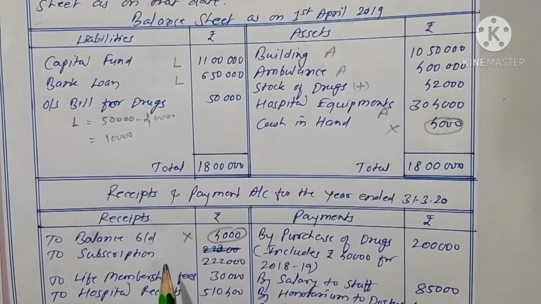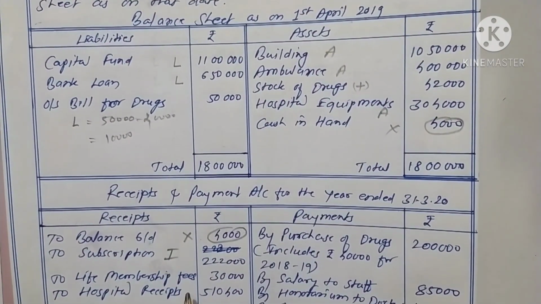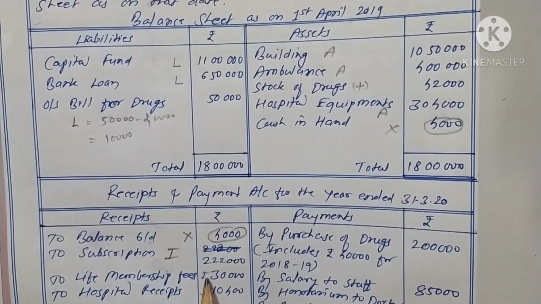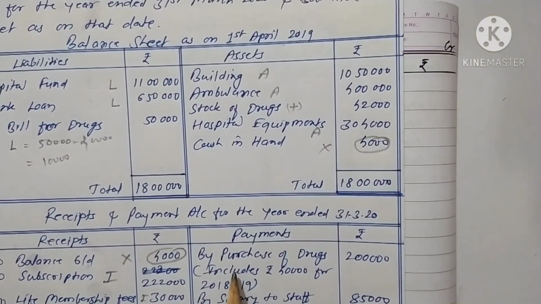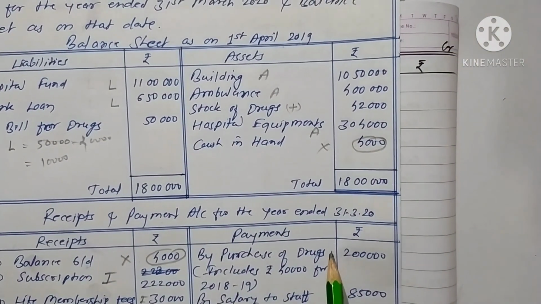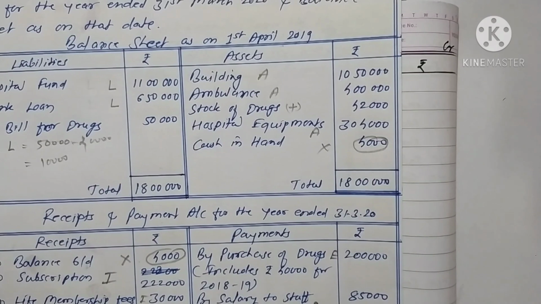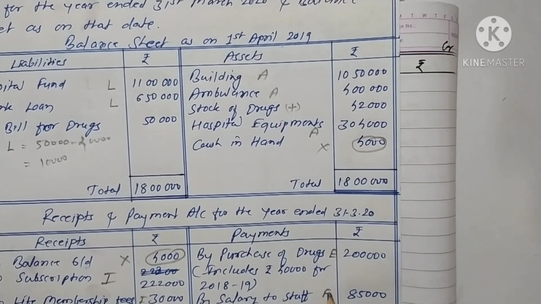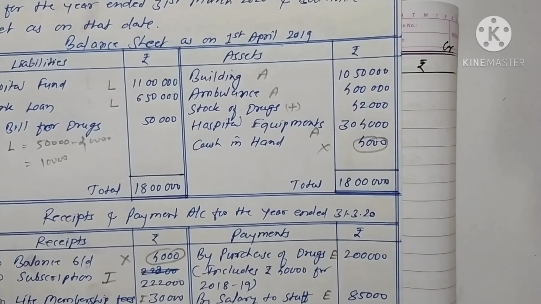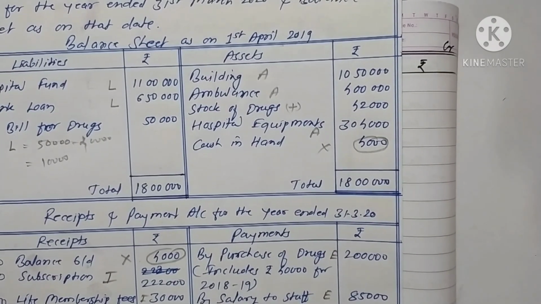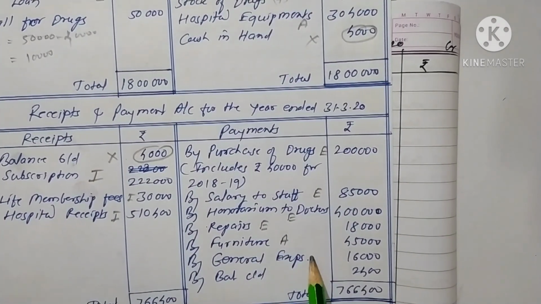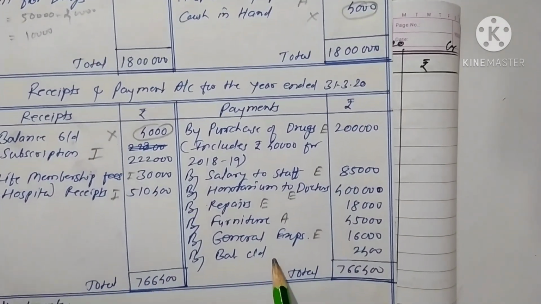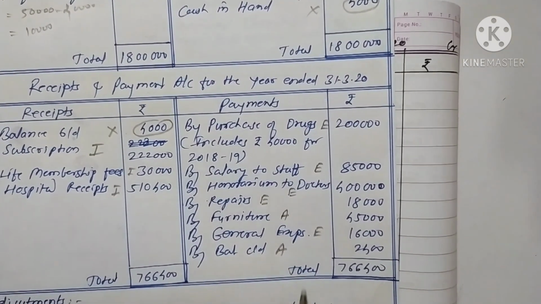Now subscription is an income. Life membership fees is also income. Hospital receipts is also income. Now the payment side. Purchase of drugs is an expense. Salary to staff is an expense. Honorarium to doctors is also an expense. Repairs is an expense. Now furniture is an asset. General expenses is an expense. Balance carried down, cash in hand, is an asset.